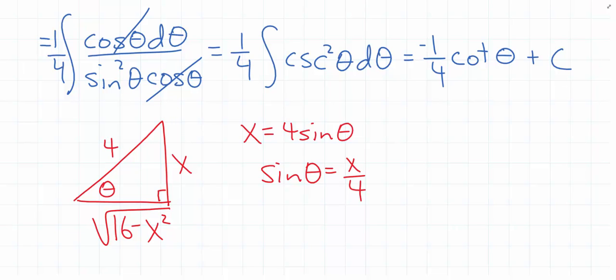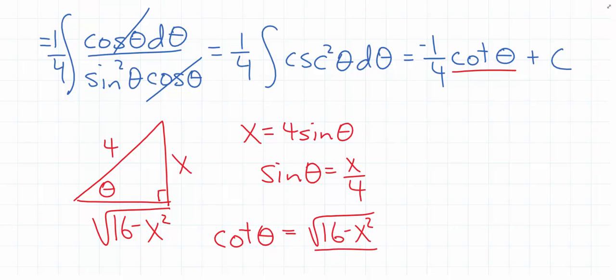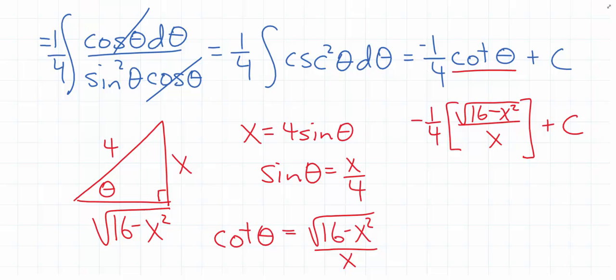Okay, so what we need is cotangent. So cotangent of theta is going to be adjacent over opposite, right? Okay, so let's see what our answer is here. We got negative 1/4 times the square root of 16 minus x squared over x, plus c. Everybody see that?